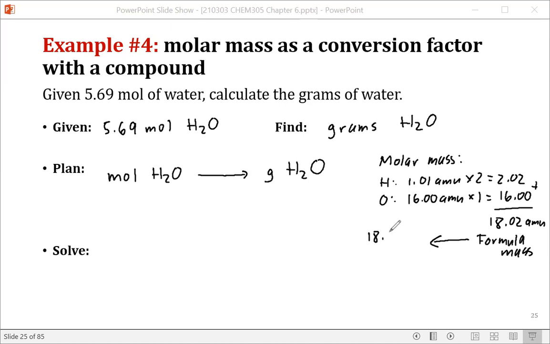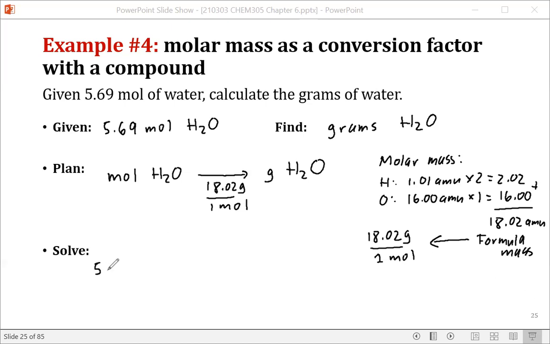So the atomic mass, the molar mass is the same number, but in units of grams per mole. So 18.02 grams per 1 mole. So now we've got our molar mass, 18.02 grams per mole. And we want to set this ratio up so that moles cancel out. So we want moles in the denominator, and we want grams in the numerator, so it's what we're solving for. So 18.02 grams per 1 mole.